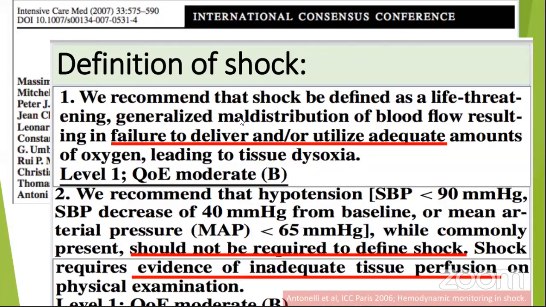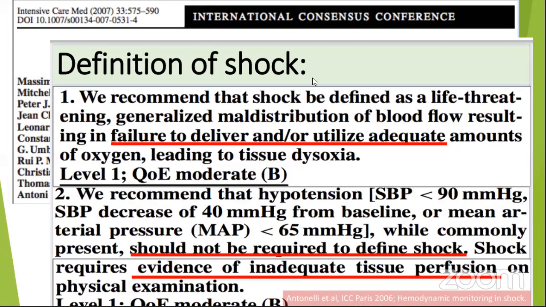Systolic blood pressure less than 90, or decreased systolic pressure of more than 40 from the baseline, or mean arterial pressure less than 65. In addition to that, there is evidence of inadequate tissue perfusion, which can be presented by high lactate, decreased urine output, and decreased level of consciousness.